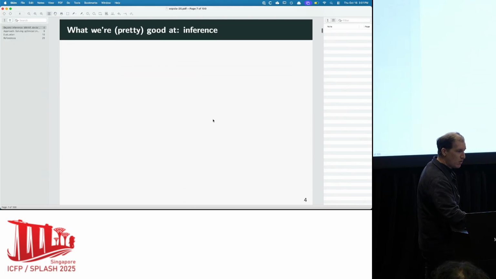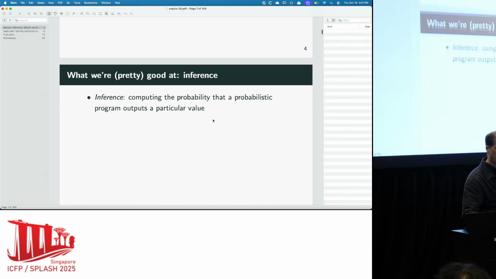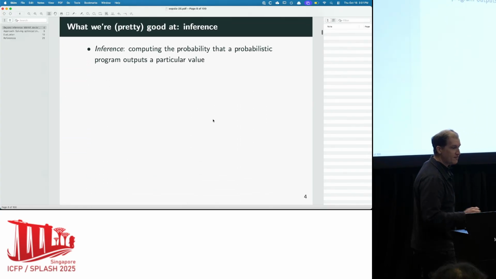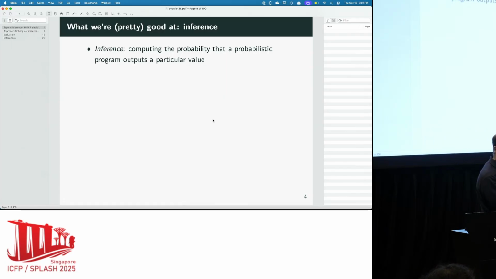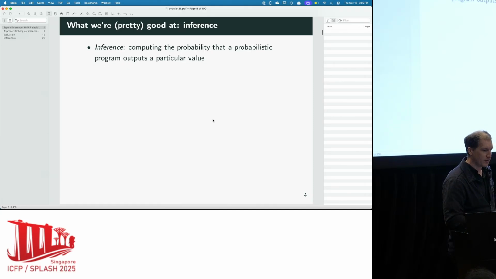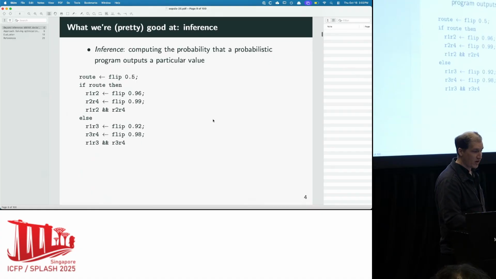Now, I want to tell you what we're pretty good at. So we're pretty good at inference. So inference is computing the probability that a probabilistic program outputs a particular value. And I would say we have this boiled down to a science at this point. We've been working on this for quite a few years.